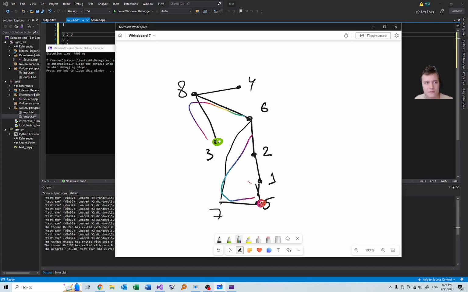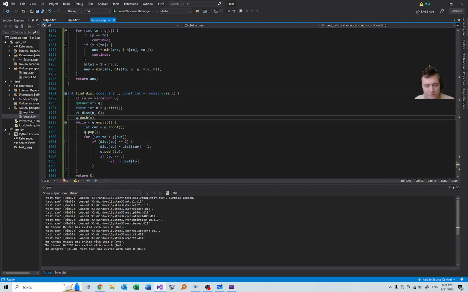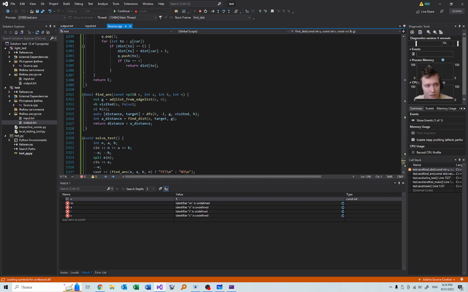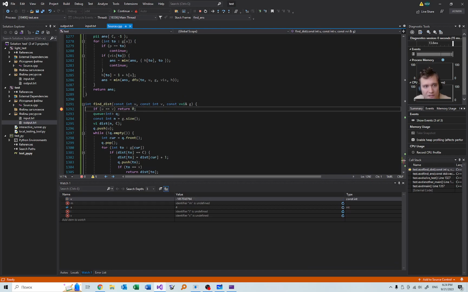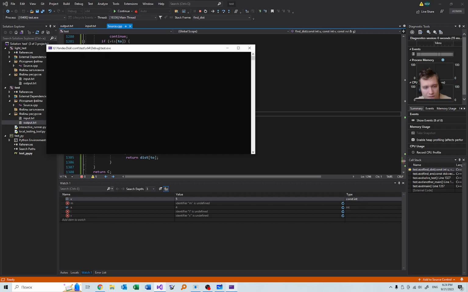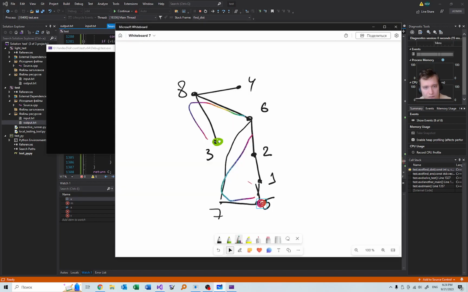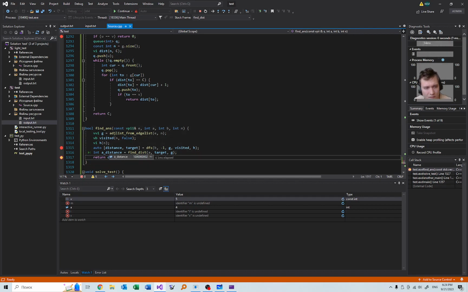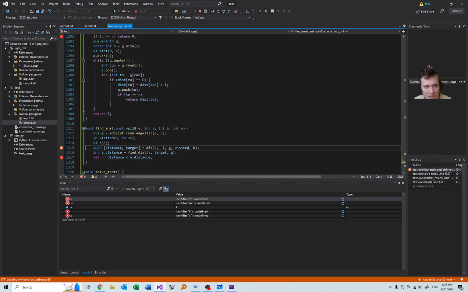Okay, let's look at this. What does it say? So it says the distance equals 2 and target is 5. Yes. Now we need to find the distance from 4 to 5. Yes, and isn't it 2? Yes, it says that it is infinite.